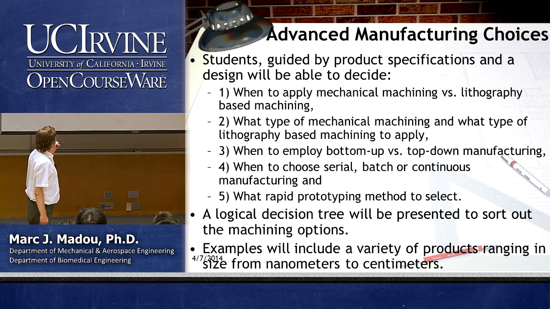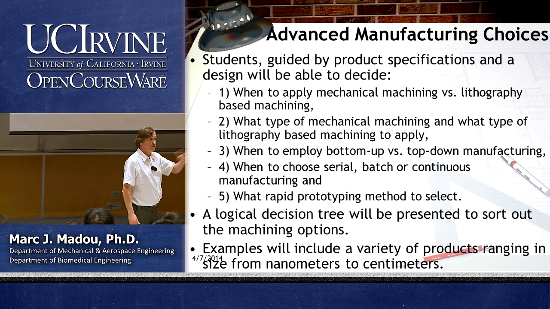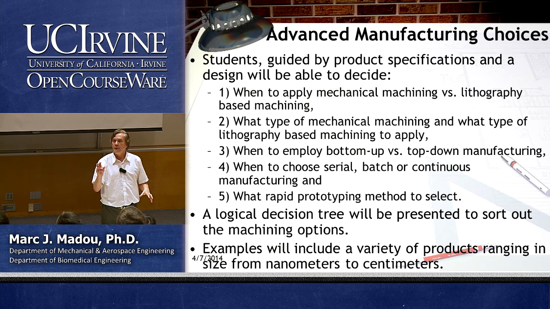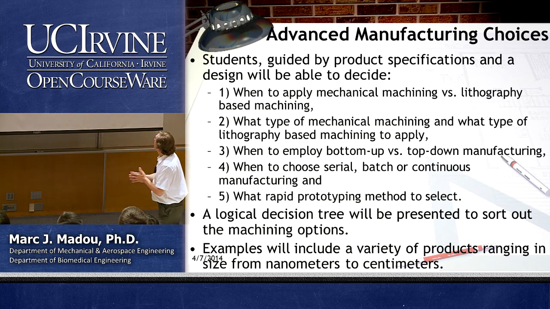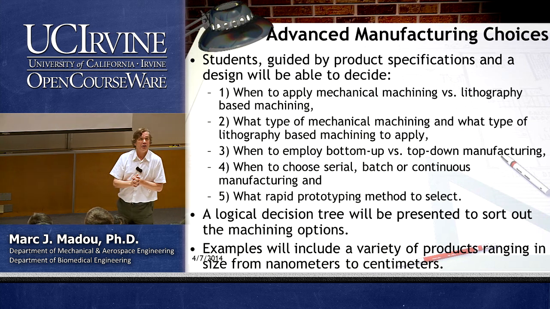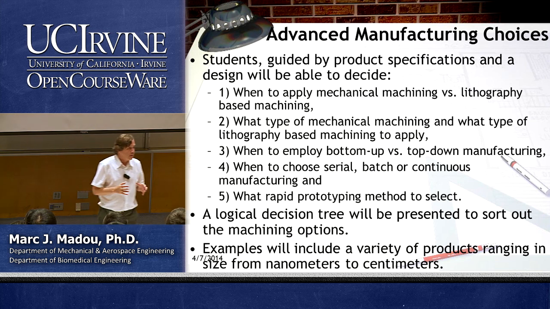And then if it's lithography, what type of lithography will I use? There's electron beam lithography, photolithography, and on and on. So you need to have a little bit of an idea which one to choose. Three, when to use bottom-up versus top-down manufacturing. I already gave you a hint on Monday what that is all about.